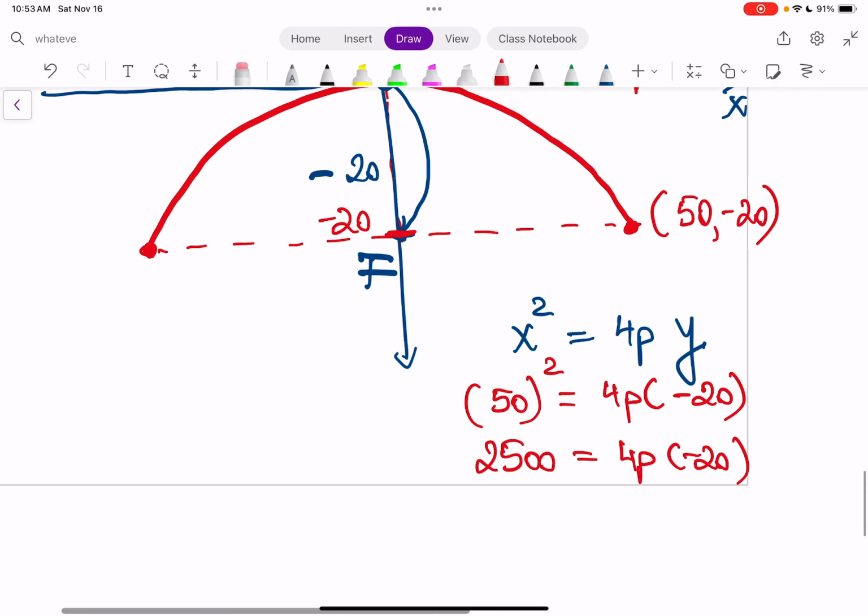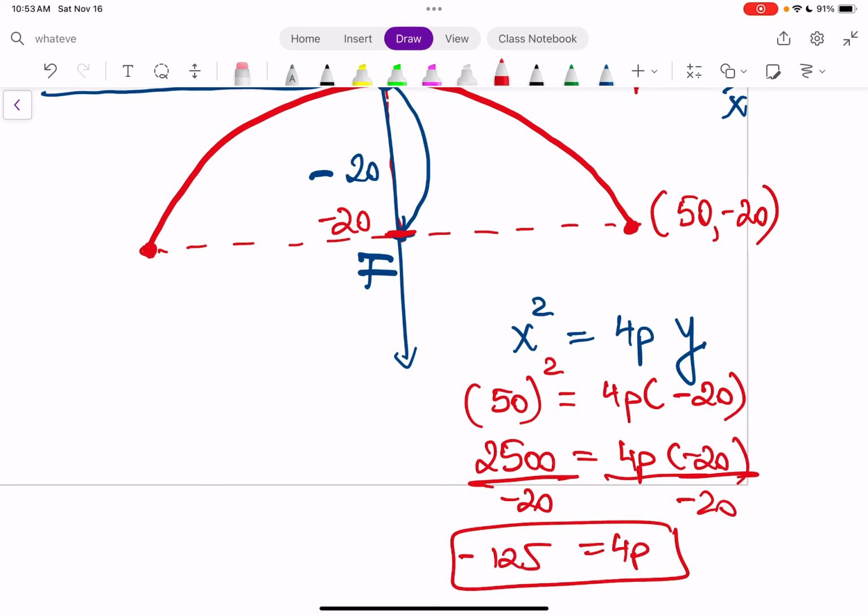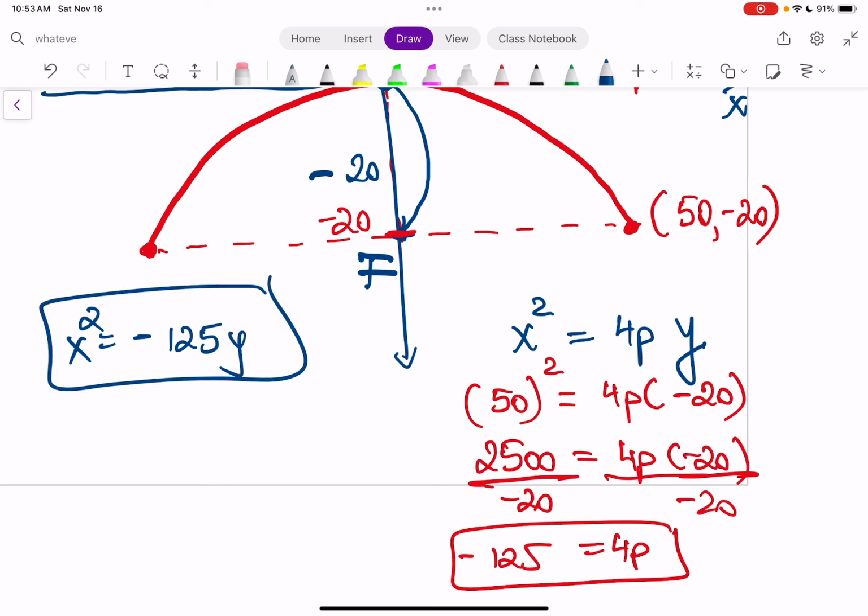So 4p divided by negative 20 both sides. That's going to be a negative 125. So you don't need to actually solve for p. 4p is enough. So therefore the equation is x squared is equal to negative 125 times y, right? So you don't necessarily need to solve for p, to divide by 4 just to multiply right back. So the 4p is negative 125.